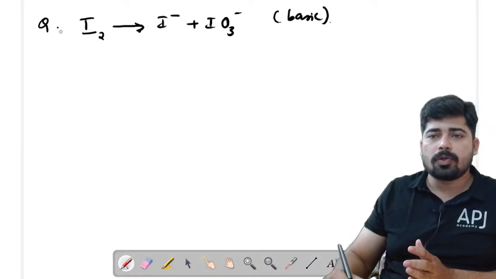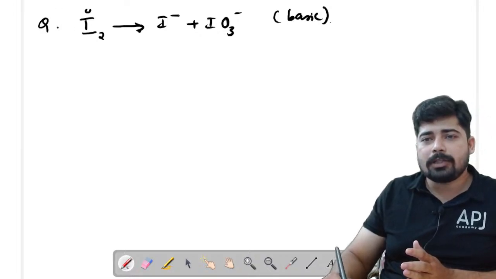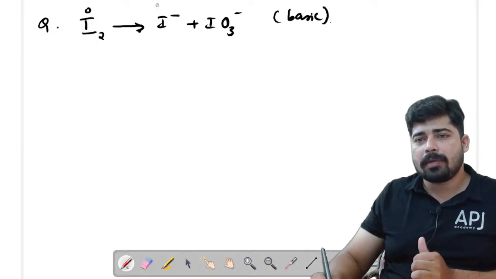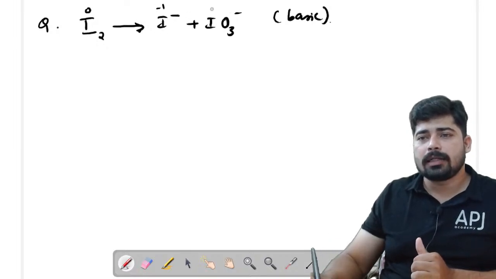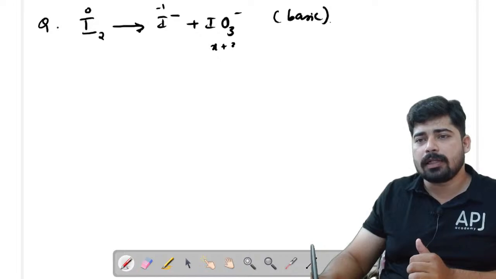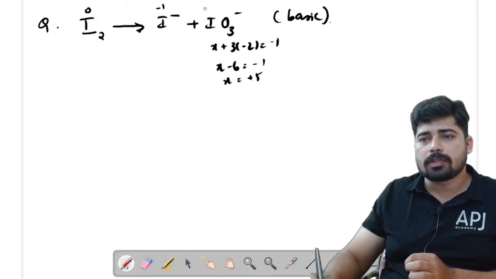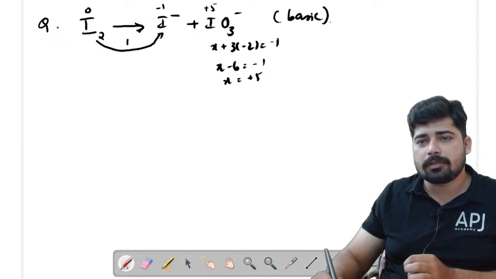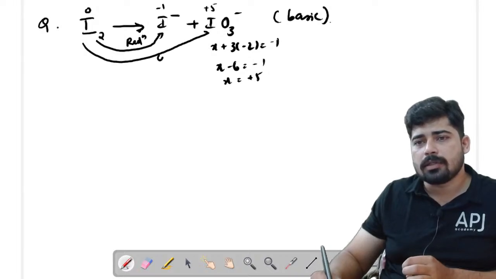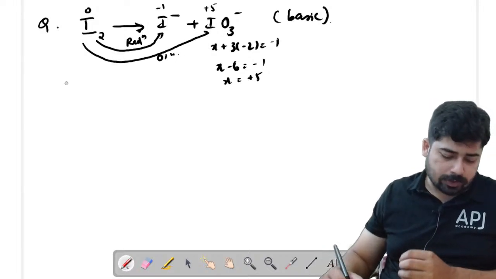Okay, so first here it is I2, it is 0, I- it is -1. Here it will be x plus 3 into -2 equal to -1. So x minus 6 equal to -1. So x equal to +5. So this is +5. So the redox reaction, here it is reduction and here it is oxidation. Now separate the reduction and oxidation reactions.